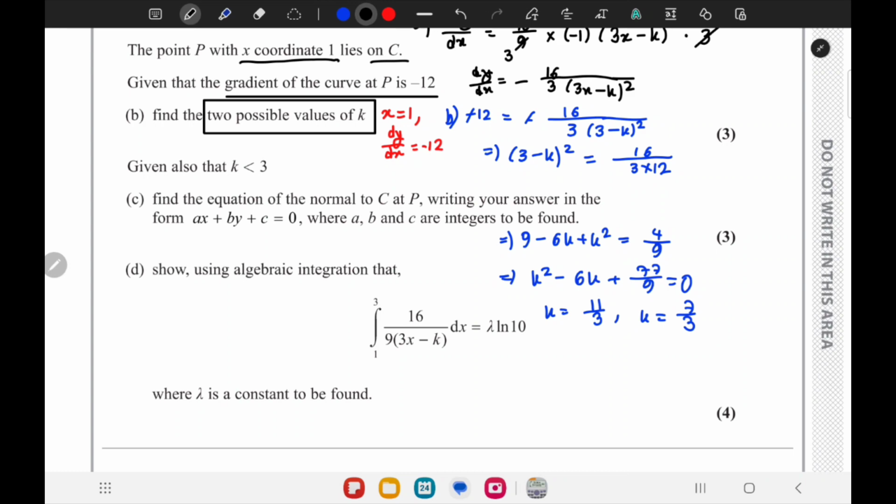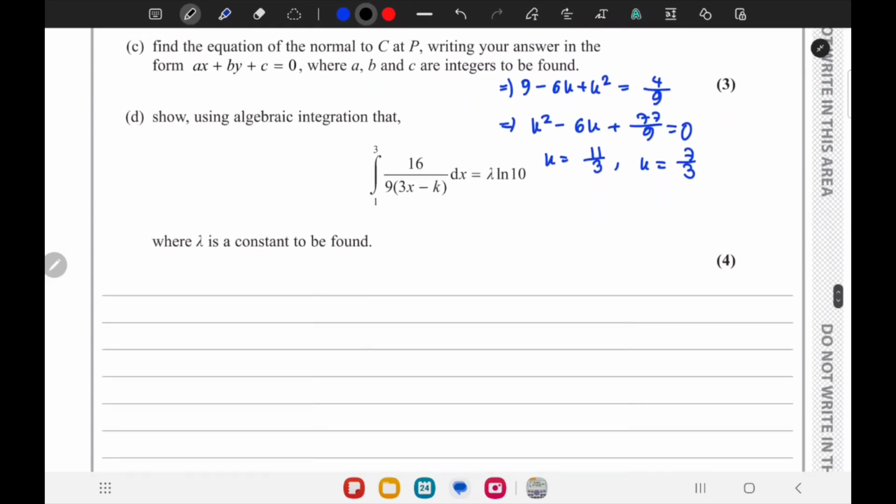Now we are given that k is less than 3. So 11 by 3 would be 3.67, so this is out. So now we are given that k is 7 by 3. So at part C, k is 7 by 3.